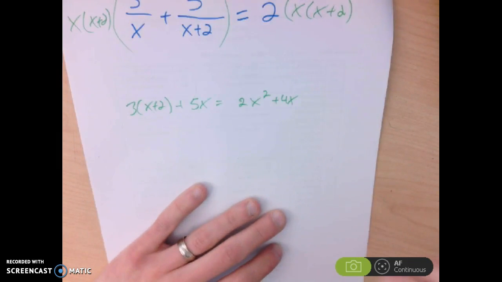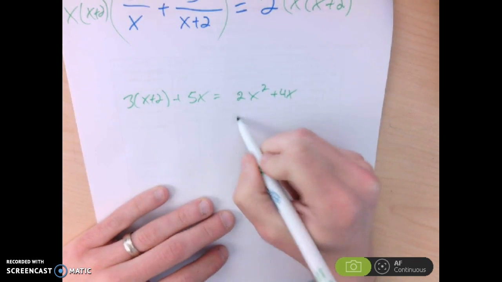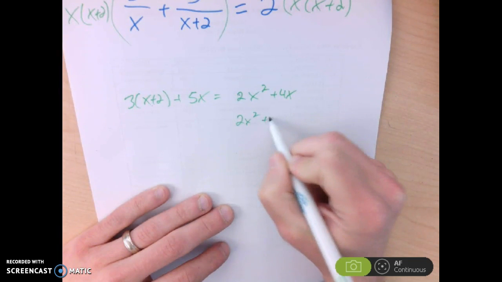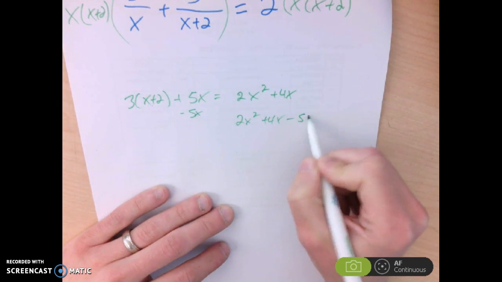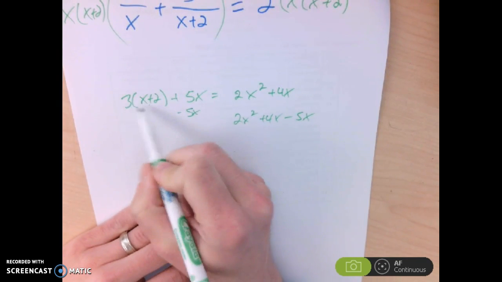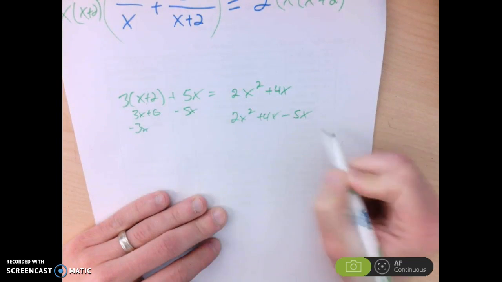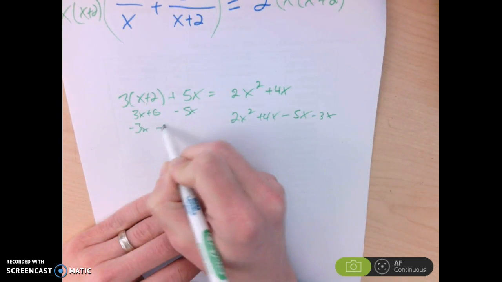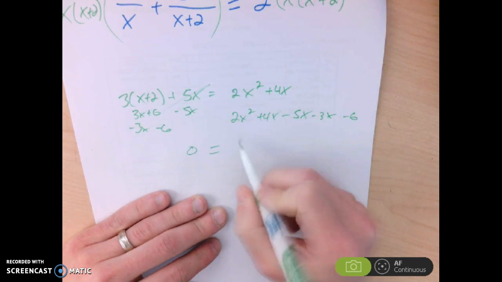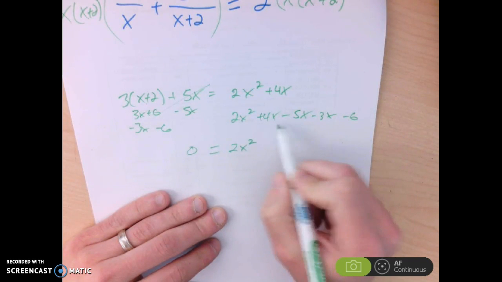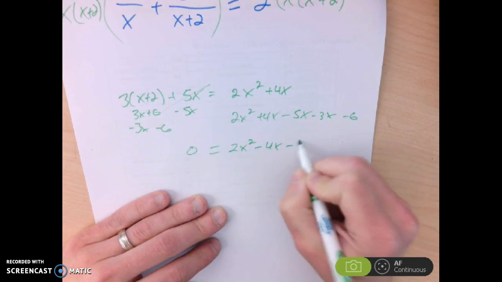So now I need to get all my variables on one side and a 0 on the other side. So I will have 2x squared plus 4x minus 5x. So this will be a 3x plus 6. So I'll subtract 3x, and I'll subtract 3x, and I'll subtract 6, and I'll subtract 6. So then if I simplify this, this whole side goes to 0, and I'll get 2x squared plus 4 minus 5 minus 3. So let's see, that's minus 4x minus 6.